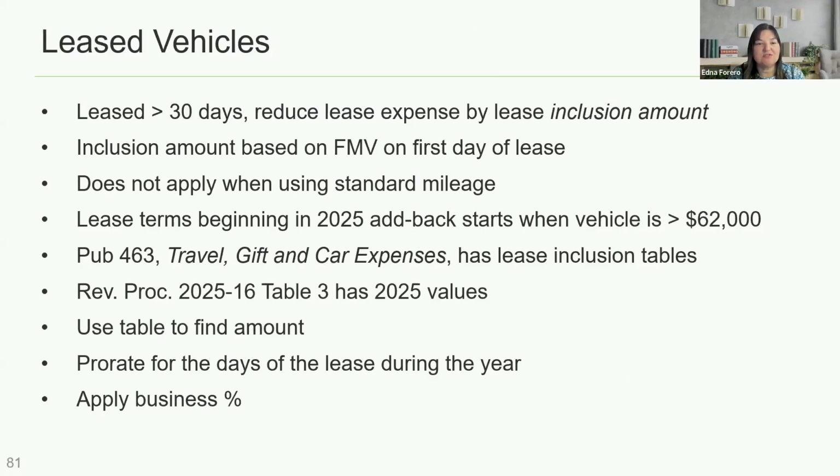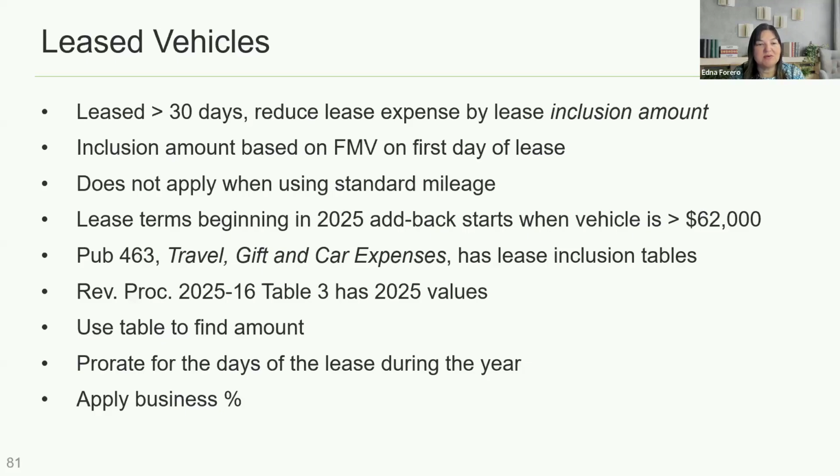Lease vehicles that are over 30 days, you might have to reduce the lease expense by the inclusion amount. The inclusion amount is based on the fair market value on the first day of the lease. Generally it's a pretty small amount, but we do have to make sure it is included there. It does not apply when they're using the standard mileage. So if the lease term begins in 2025, then you may have some add back or have to include a certain amount when the vehicle is over $62,000.